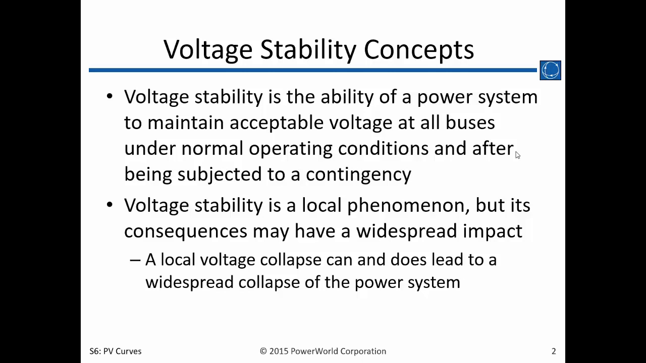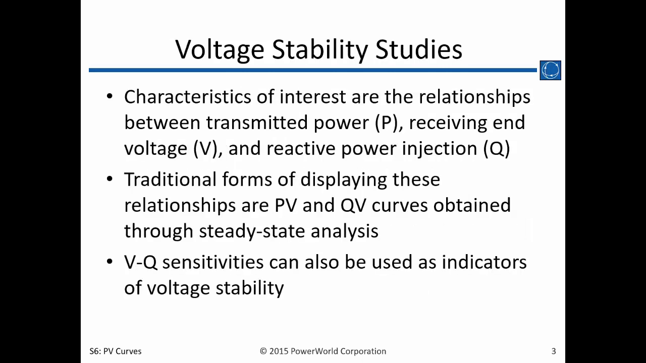for example. The characteristics of the power system are the transmitted power P, the receiving end voltage V, and the reactive power injection Q. Those are what we're interested in looking at the relationships between for the voltage stability. The traditional forms for displaying these are PV and QV curves that we obtain through steady state calculation and analysis. VQ sensitivities can also be used as indicators of voltage stability, primarily in not only the magnitude, but also the sign of those sensitivities, making sure that the sign of the sensitivities are correct for the analysis.